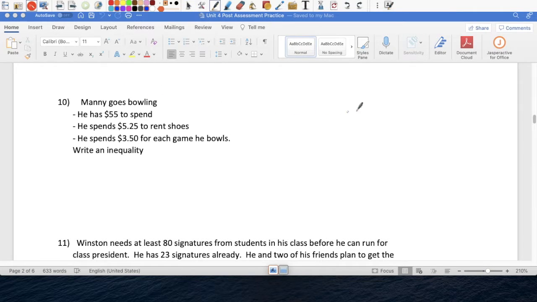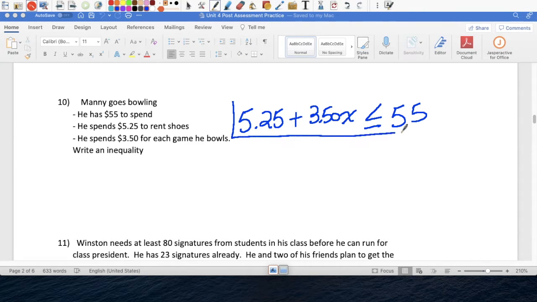10. So again, this was a bowling question we did today. So bowling, you have $55, right? We want to spend less, right? How much are we going to spend here? We're going to spend $5.25 for the shoes plus $3.50 per game. And that's what we want. Okay, so all that we spend there has to be less than or equal to 55 because we don't have more than $55.